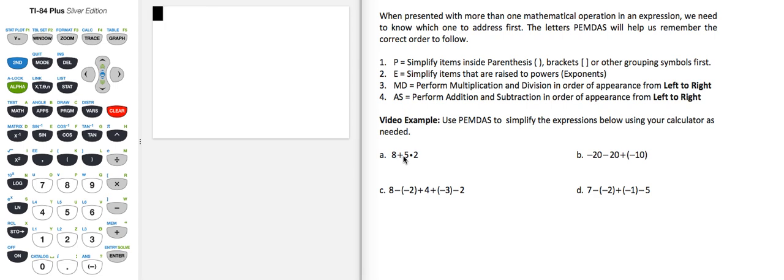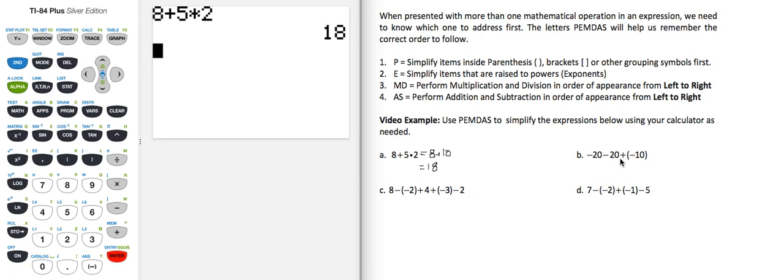Here I have 8 plus 5 times 2. So I have the operation of addition and the operation of multiplication. According to PEMDAS, multiplication comes first, and so I would rewrite the expression this way: 8 plus, multiplying 5 times 2 gives me 10, and that gives me a result of 18. When I check on my calculator, I put the entire expression in just as it appears, hit enter, and that verifies my result of 18.